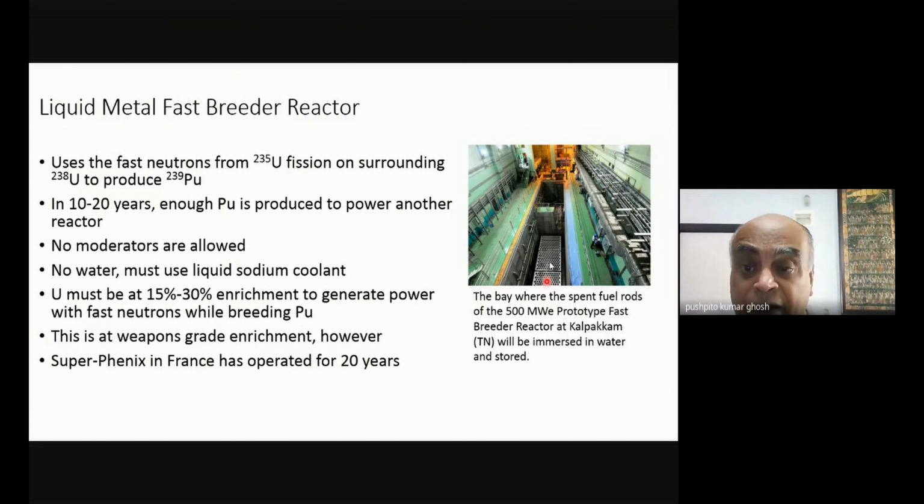But India has made a fast breeder reactor. This is a prototype reactor in Kalpakkam, Tamil Nadu. So we know how to make a fast breeder reactor. We will have to see whether we want to go down that line.